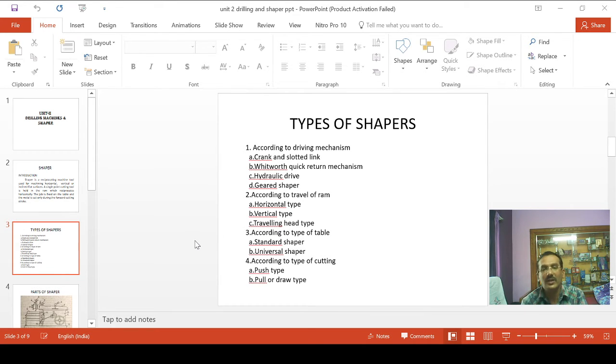Next is according to the type of cutting stroke. There are two types: one is the push type, and another is the pull or draw type. These two types are classified according to their cutting stroke. These are the fundamental classifications of Shapers, and many more are grouped according to their purposes and usage.